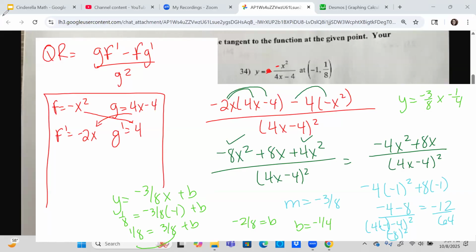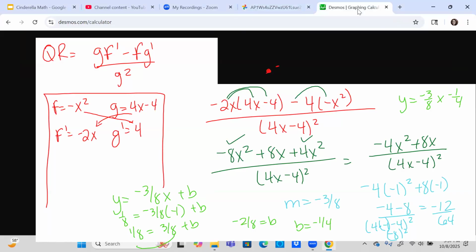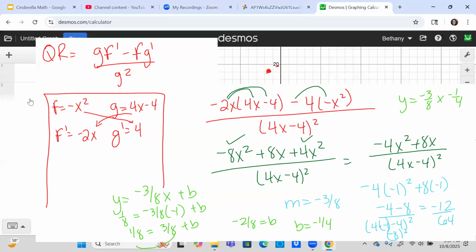So y equals negative 3/8 x minus a fourth. Again, I did that problem before, and I don't think that's what I got. So I think I'm slipping a sign somewhere. See, math will humble you. It's okay. It is okay to struggle. We will get there. And this might be right. I don't know.